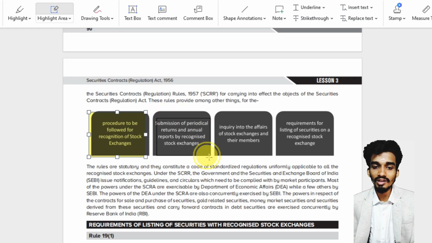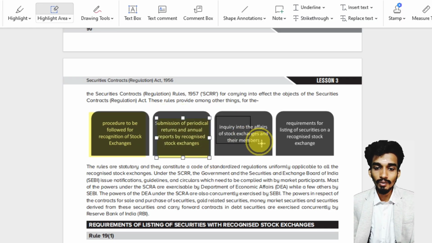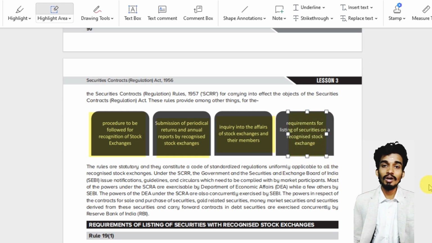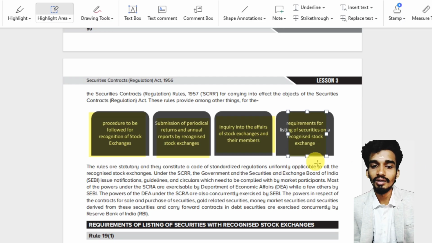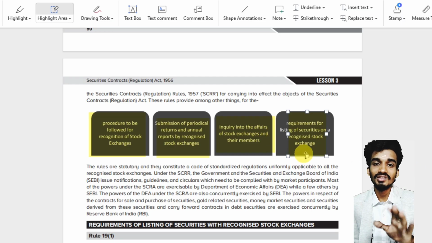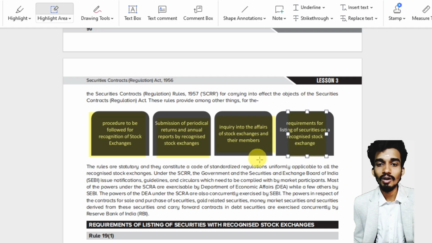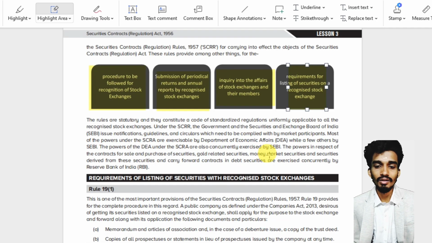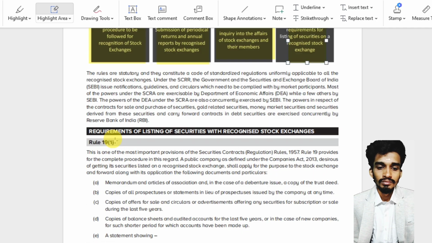What are the procedures regarding periodical returns? What are the inquiry matters? What are the requirements, that is, eligibility? What are the requirements to get listed on the stock exchange? If you want to list the securities on the stock exchange, what are the requirements that the specific securities have to meet? All that we cover in the SCRR rules 1957.